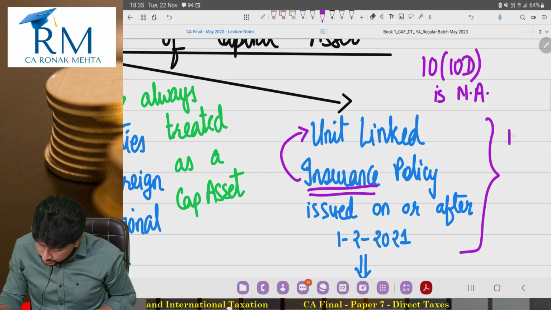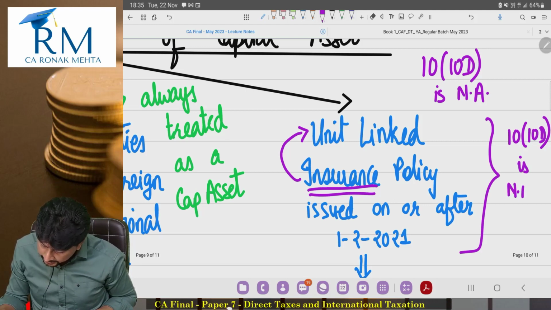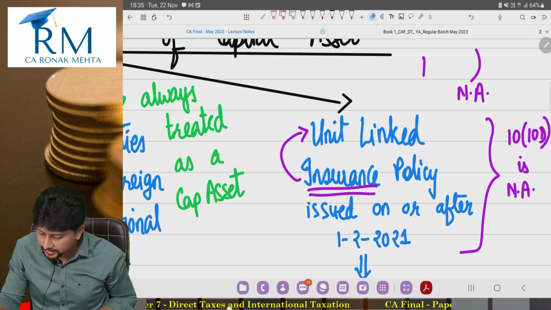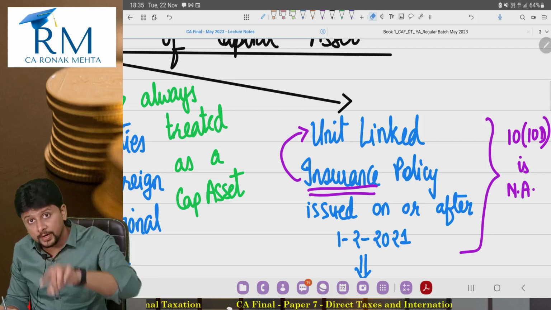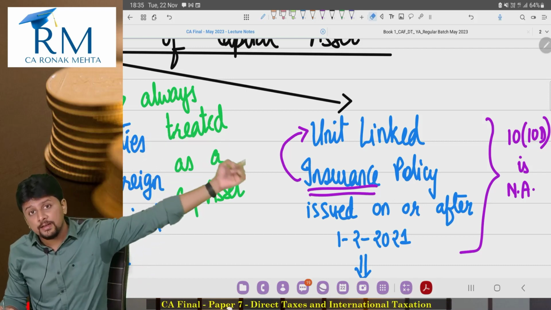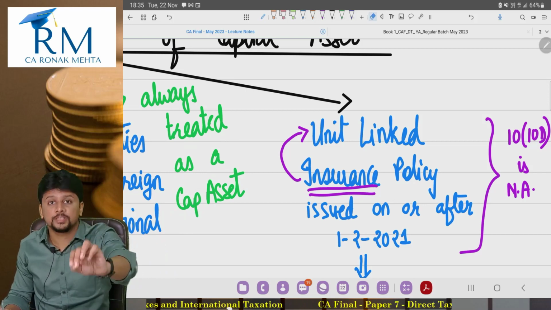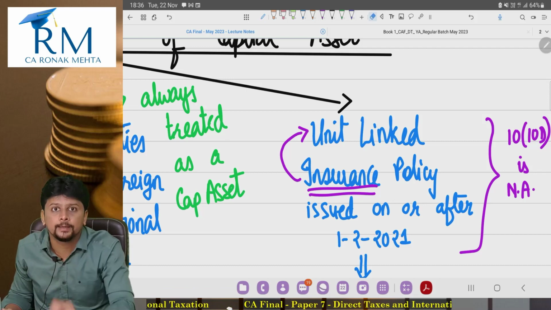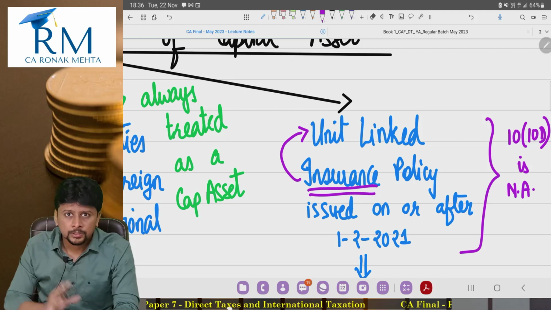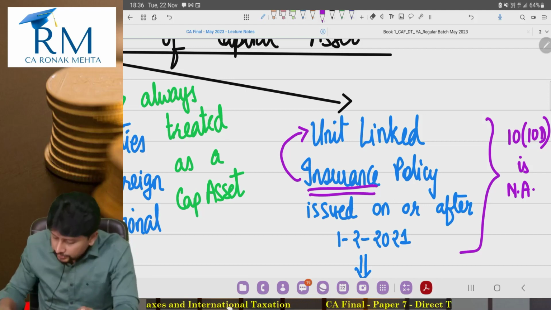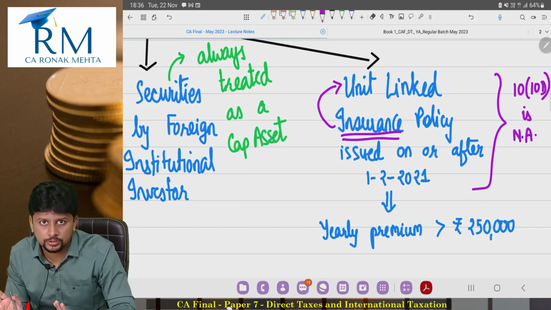Any ULIP which is issued on or after 1st of February 2021. 1st February 2021, by the way, if you understand the significance, 1st Feb 21 is the Finance Act 21, the day it was announced. The budget is announced in February, na, so Finance Act 21 was announced. This is last year's amendment. So on 1st Feb 2021, the budget introduced this concept. As of now, I'll speak only this much. There are 2-3 other things that we have to study about this.